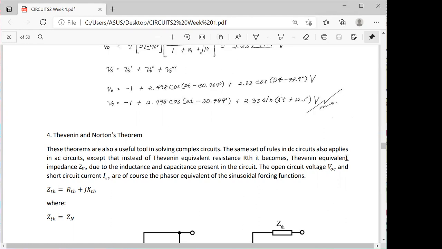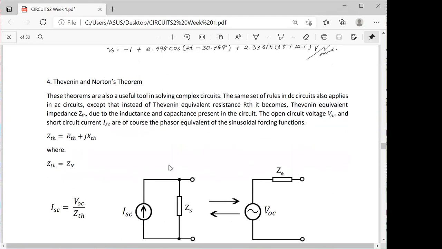So for the Z sub TH natin, we have R sub TH plus j X sub TH, the Thevenin's resistance and its corresponding inductive or positive reactance. So actually, it's represented by R sub TH plus j X sub TH.